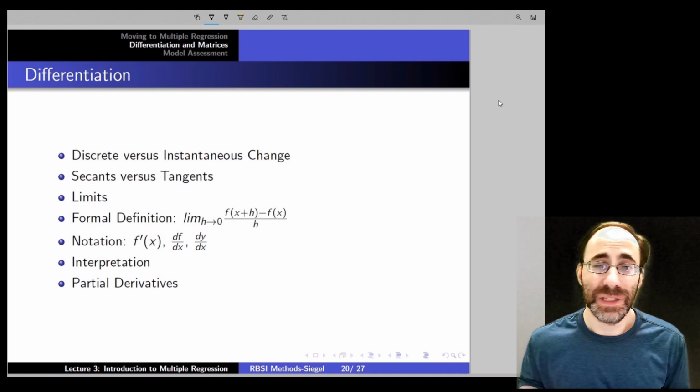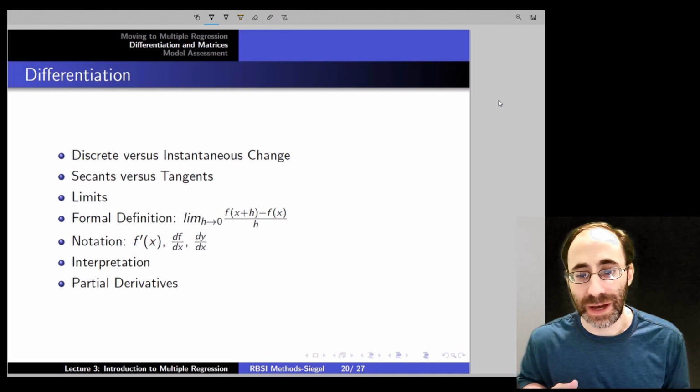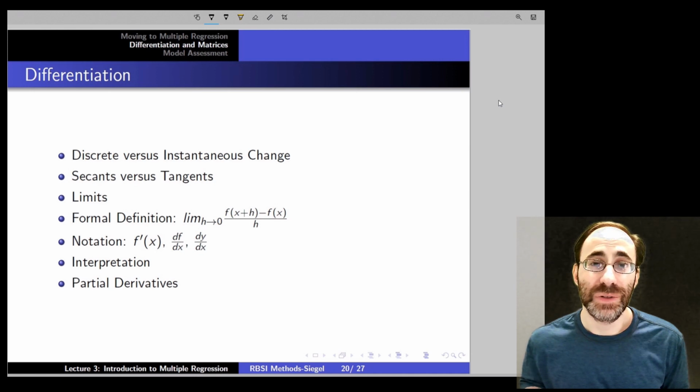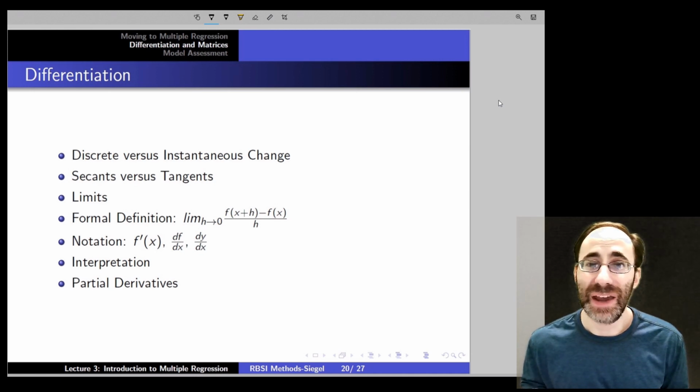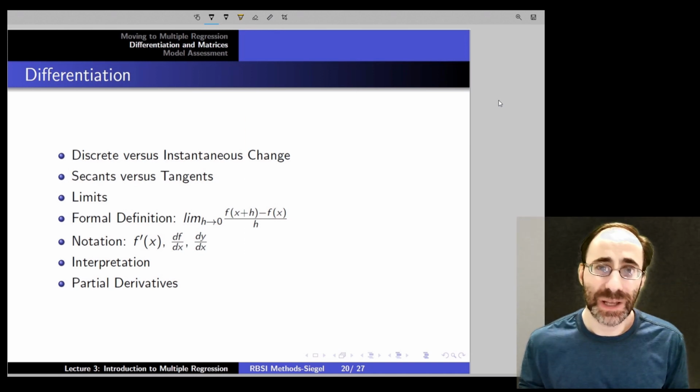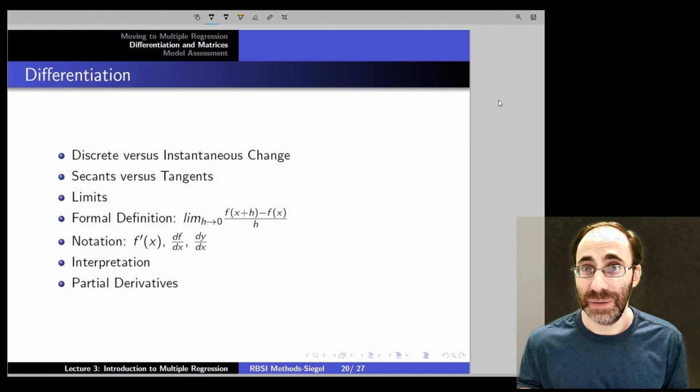And it'll also help us in dealing with types of regression that use things like interaction terms or square terms. We'll understand how to interpret those results in a way that's pretty clear when you use calculus and not at all clear when you don't use calculus. So that's why we're going through this.